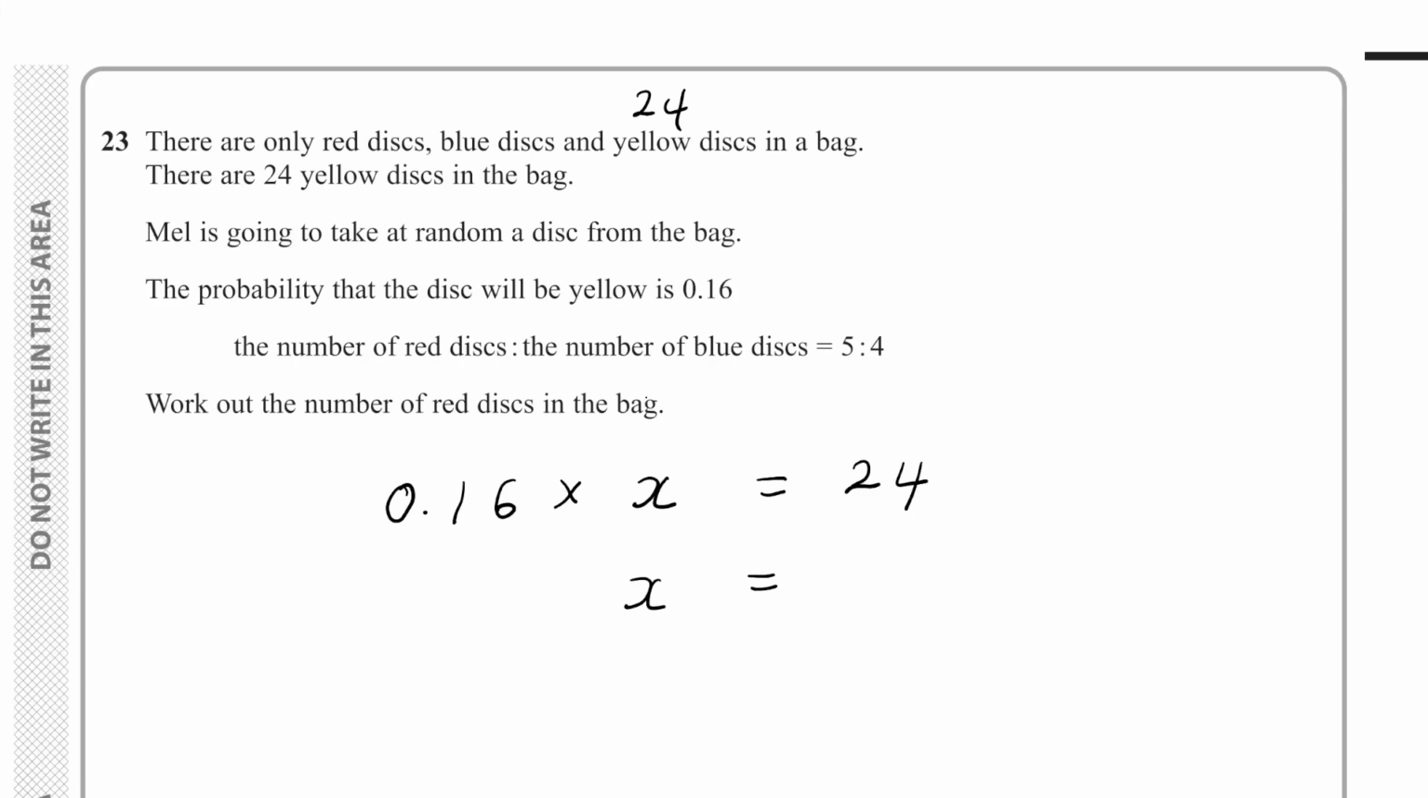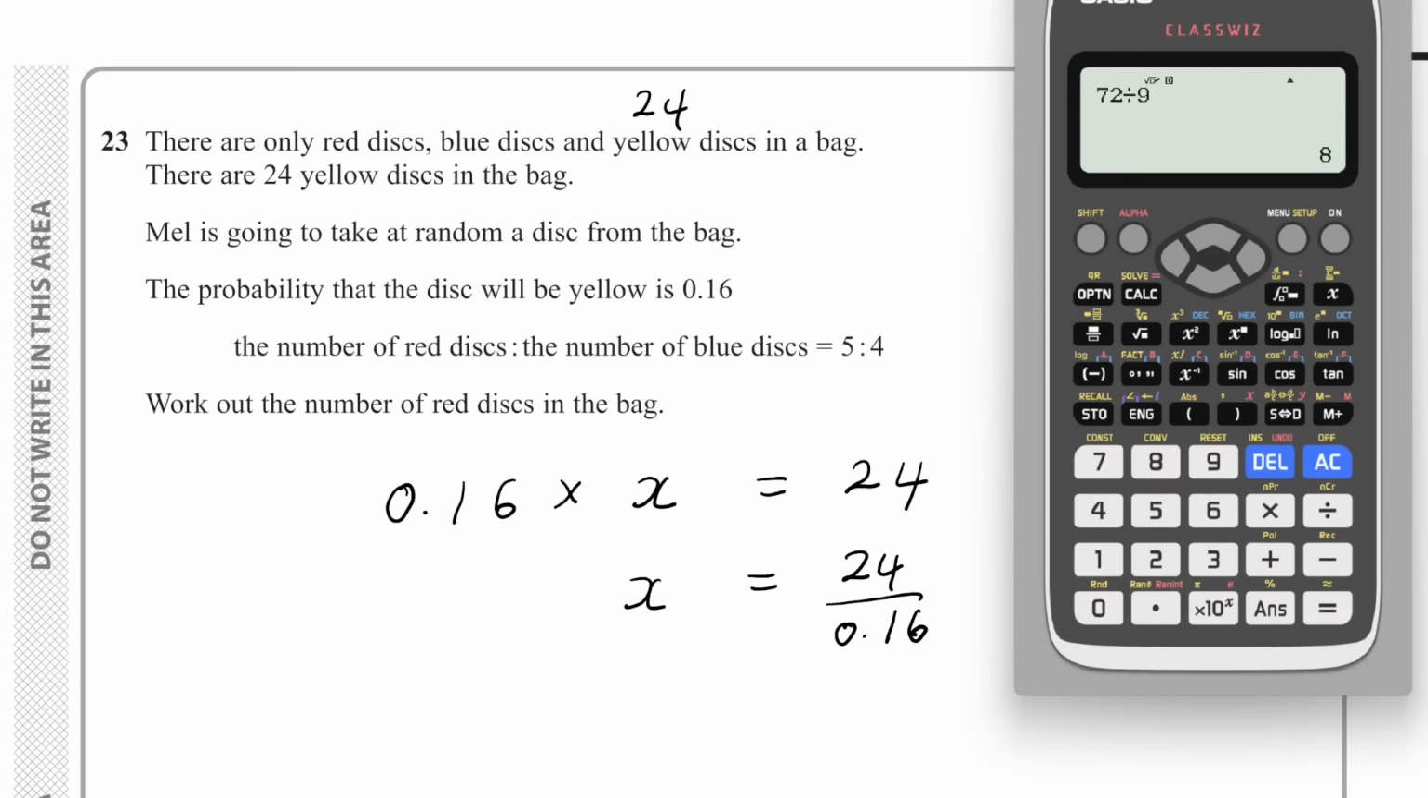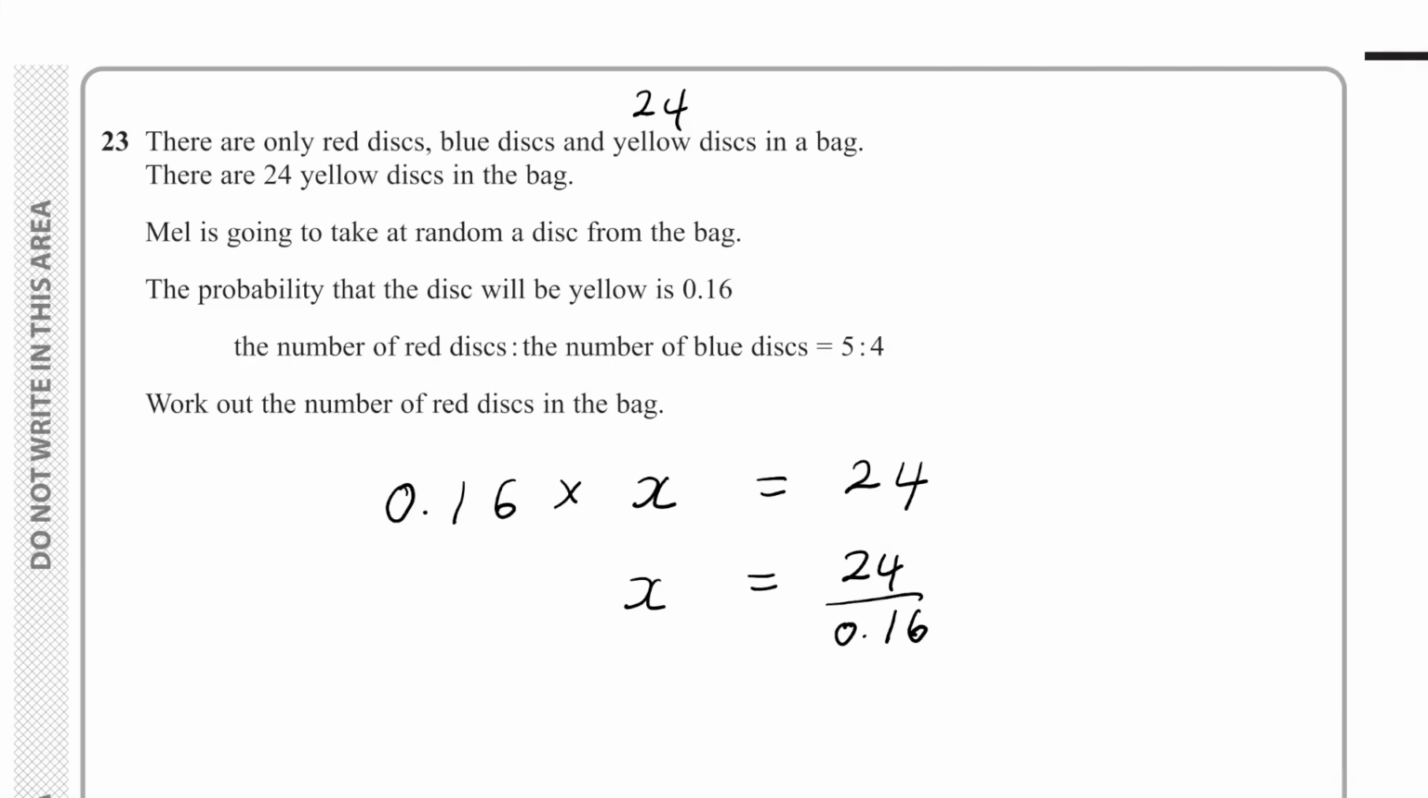So 0.16 times x is 24. x must be 24 divided by 0.16. To get rid of a times, we do a divide. There are 150 discs in the bag, so 16% was 24 discs.